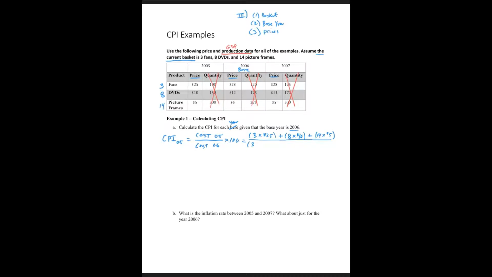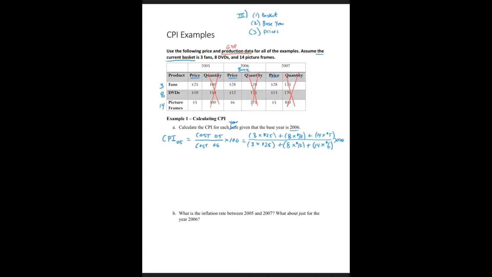Now, what about in the base year? Well, there's 3 fans, and in the base year, those fans cost $28. We had 8 DVDs, and those in the base year cost $12. And we still had 14 picture frames, and in the base year, those were $6. Multiply by 100 in order to get this into an index that we are going to be comparing against a base year.